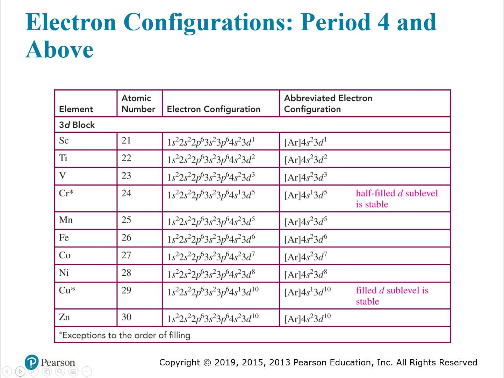This is a table that has examples of electron configurations for elements that are in period 4 and above. And notice the exceptions that I noted on the other slide are on this slide too.